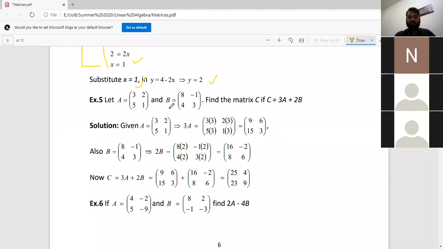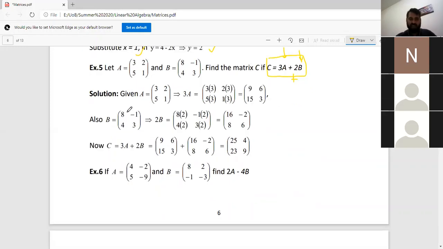A and B, two matrices are given, both have the same order, and the order is 2 by 2 because we have 2 rows and 2 columns. We are asked to find a matrix C which is given by 3A plus 2B. It's very easy. We will write A here, multiply A by 3 and B by 2, scalar multiplication, and then we will add the resulting matrices.